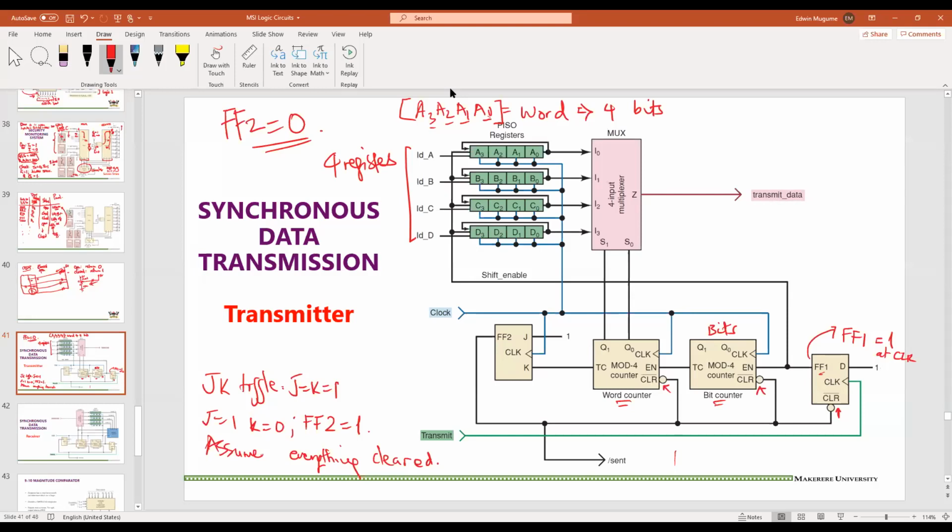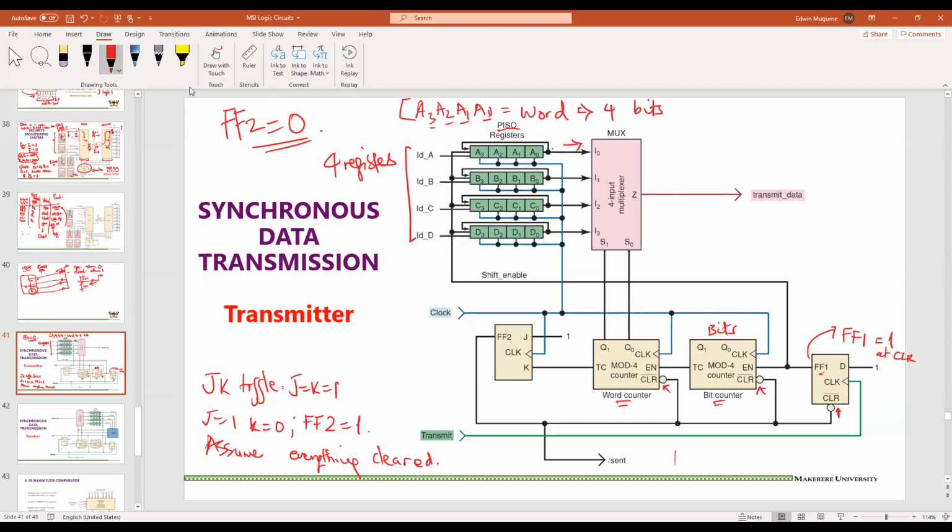These are registers, and each register has been parallel loaded. Because you can see that this is a PISO, parallel in, serial out. So the information goes in parallel, but gets out in serial.